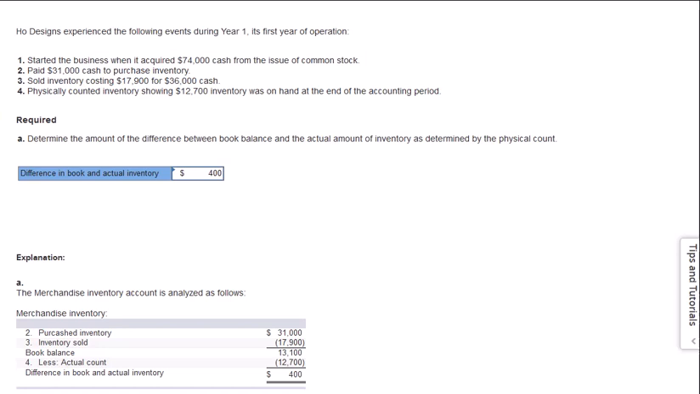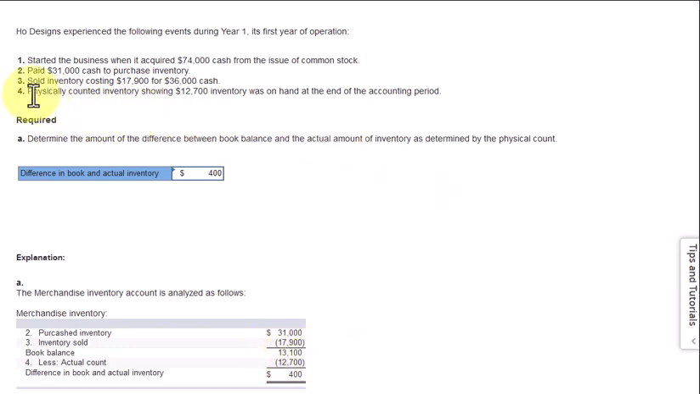So let's look at how we are going to determine the difference between the book balance and the actual balance. Well, first, we're going to start with the amount of inventory that we purchased from event 2. In this case, it was $31,000. You can take whatever amount you have there, and that is going to be your purchased inventory. Then we're going to subtract out the cost of the inventory sold that they gave us up here in event 3. Based on this, we should have a balance of $13,100 left in inventory.